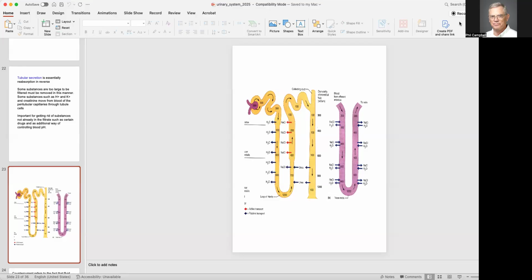Now, that's the tubule. Water's leaving in the descending loop of Henle. Salt is leaving in the ascending loop of Henle. Everybody with me so far? Now, it goes in the interstitial space. Also, remember, there's essentially 200 liters of water being filtered every day. Right? So, wait a minute. Where's the water going?